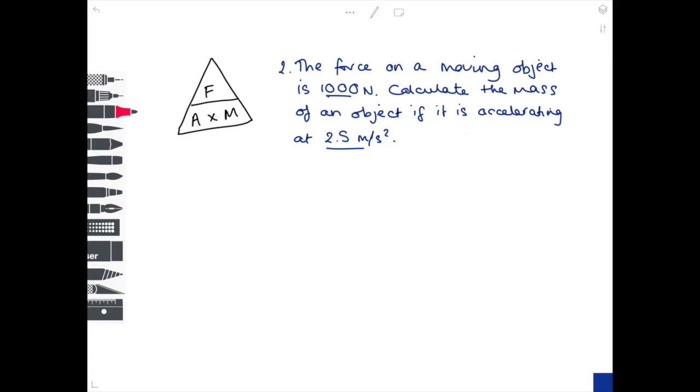Question 2. The force on a moving object is 1000 newtons. Calculate the mass of an object if it is accelerating at 2.5 meters per second squared. So we've been given the force and the acceleration. Mass is given by F over A. Our force is 1000 newtons divided by the acceleration, which is 2.5, giving us a value which is 400. Don't forget your units, it is in kilograms.